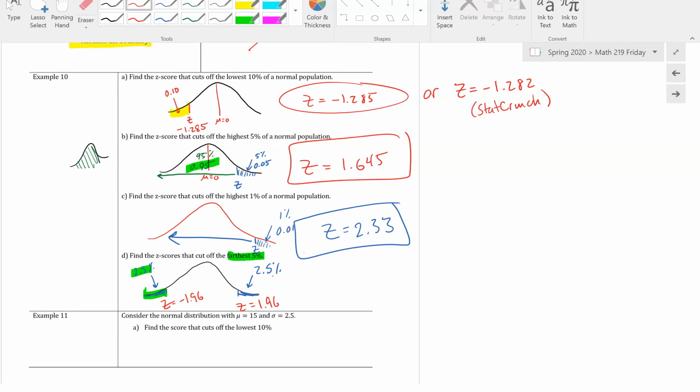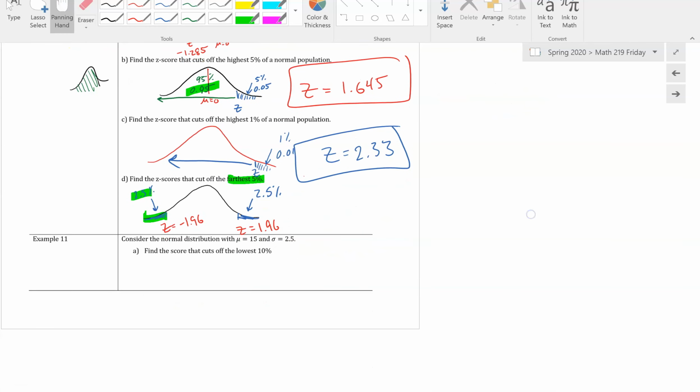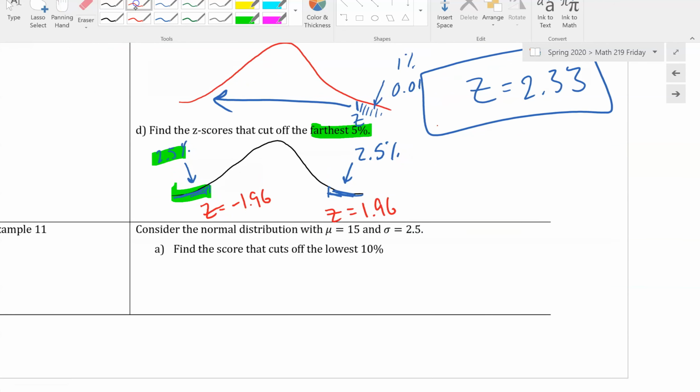Okay, let's try this example, and then we got the last page. It's a long video. Consider the normal distribution with mean of 15 and standard deviation of 2.5. Find the score that cuts off the lowest 10%. So we've got a normal distribution, we've got a mean of 15 and a standard deviation of 2.5, and we're looking for the score that cuts off the lowest 10%.